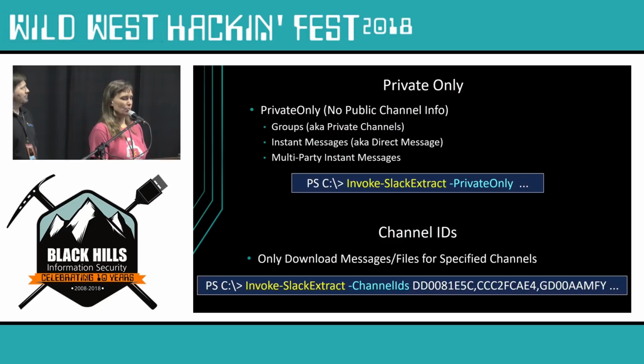Another option is the private-only switch. There are public channels, which anybody can talk in, and there are private channels, and you might suspect that some of the more juicy information gets shared in those private channels. So in the interest of time, you might choose to only download all the private channel information. Private channels in this case includes those private channels which Slack calls groups, instant messages, direct messages between you and one other person, and also the multi-party instant messages. And all you do is use the -private-only flag.